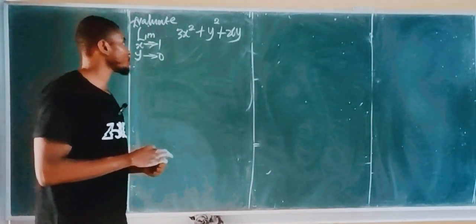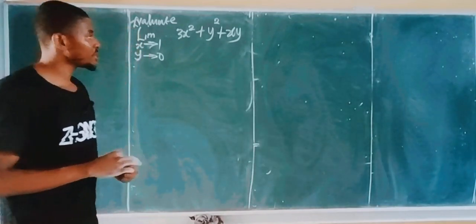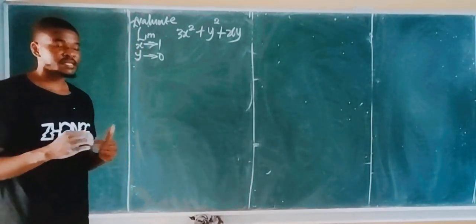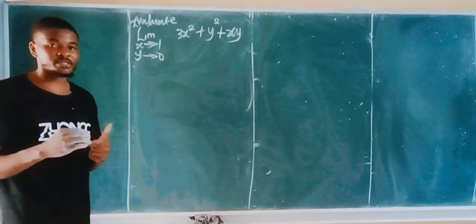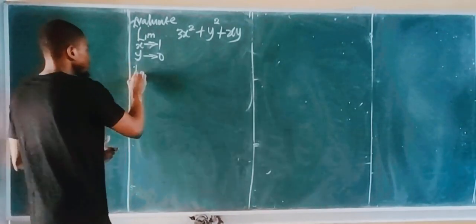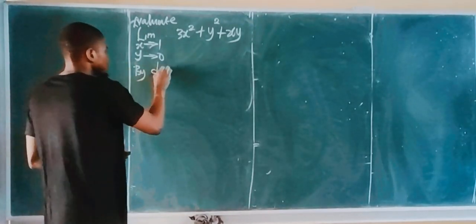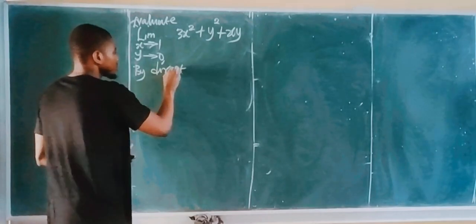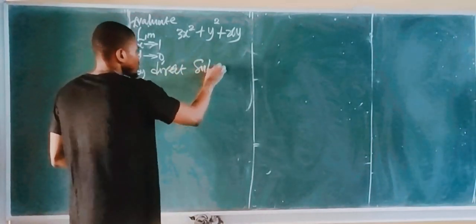Now let's say we have to evaluate the limit as x tends to 1, y tends to 0 of 3x squared plus y squared plus xy. Okay, so as always, try by direct substitution.